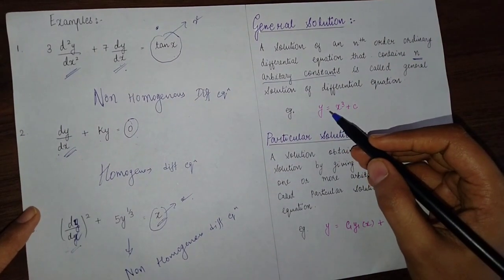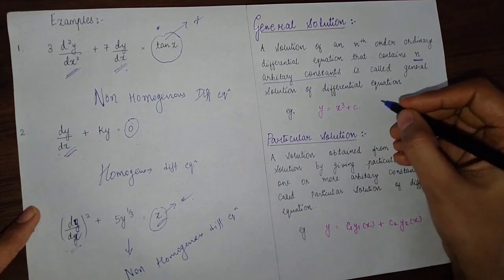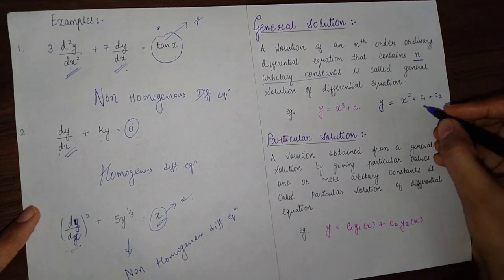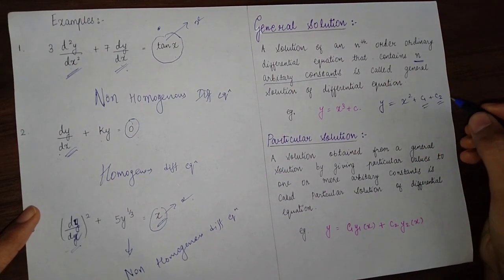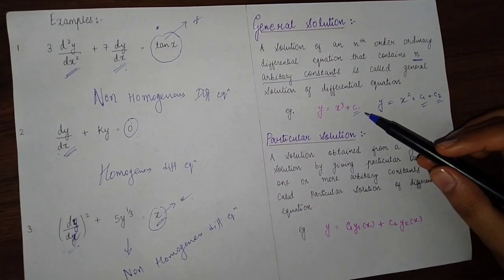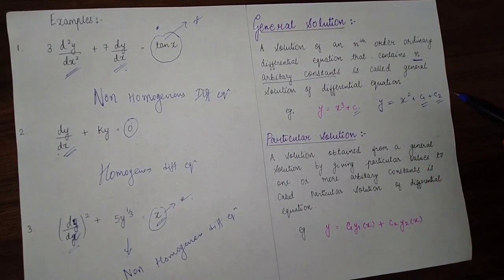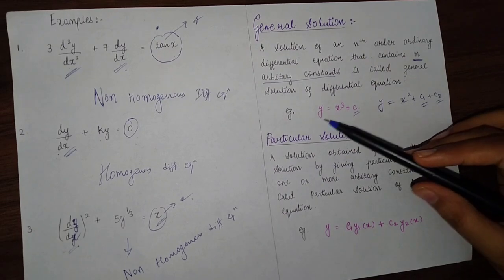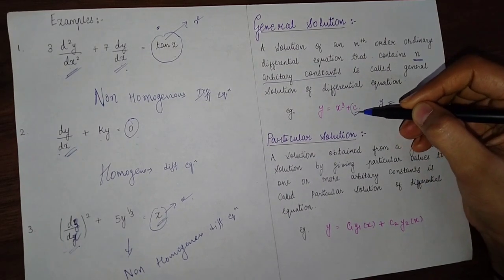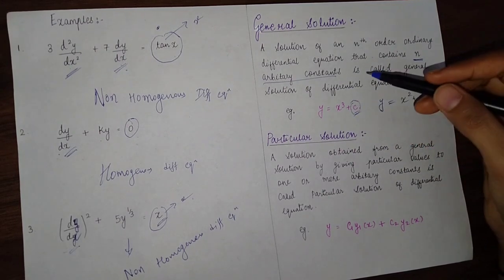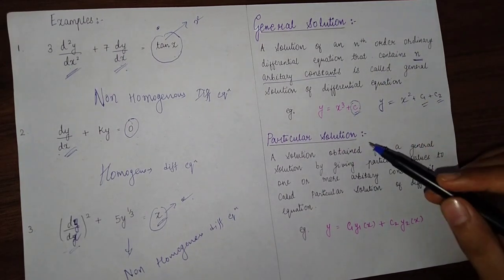For example, y equal to x cube plus c, or if we have y equal to x square plus c1 plus c2. That means it can have n arbitrary constants. So, if the solution has n arbitrary constants, c1, c2, c3 up to cn, then such an equation is called a general solution. For example, y equal to x cube plus c, as it has an arbitrary constant c, this equation is a general solution. Now, particular solution.